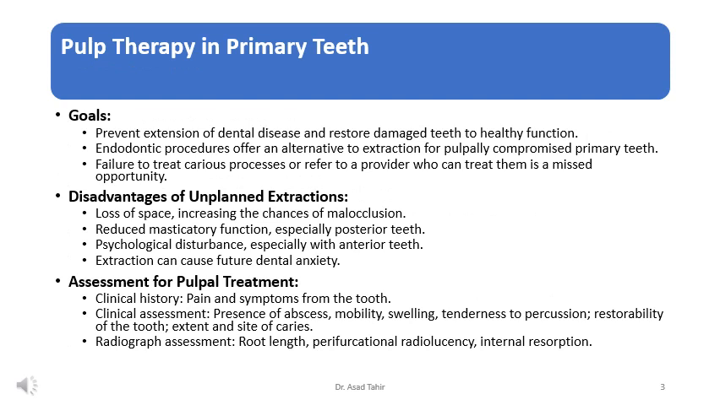Pulp therapy in primary teeth. Goals: prevent extension of dental disease and restore damaged teeth to healthy function. Endodontic procedures offer an alternative to extraction for pulpally compromised primary teeth. Failure to treat carious processes or refer to a provider who can treat them is a missed opportunity.